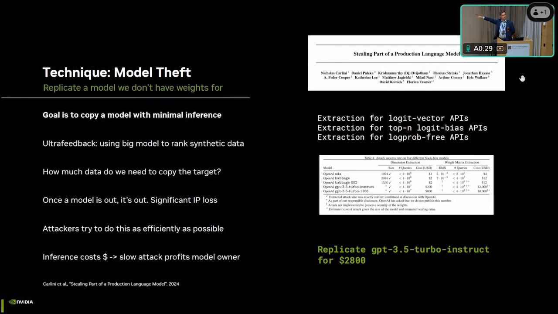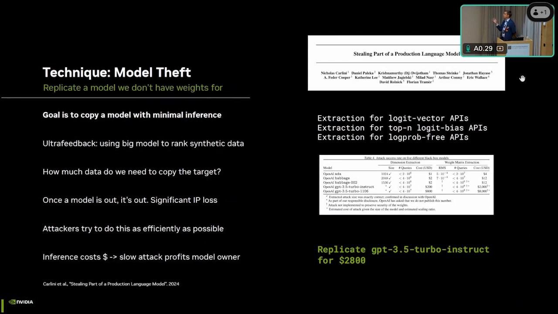So the goal is to copy someone else's model, right? OpenAI, they have models, they sell access to it. Not good for their business if other people get those models, right? I think this is fairly straightforward. And then it becomes just kind of a question of how expensive the compute is instead.